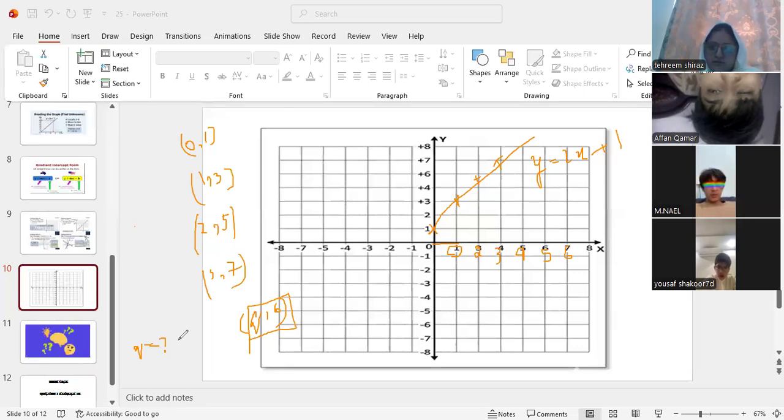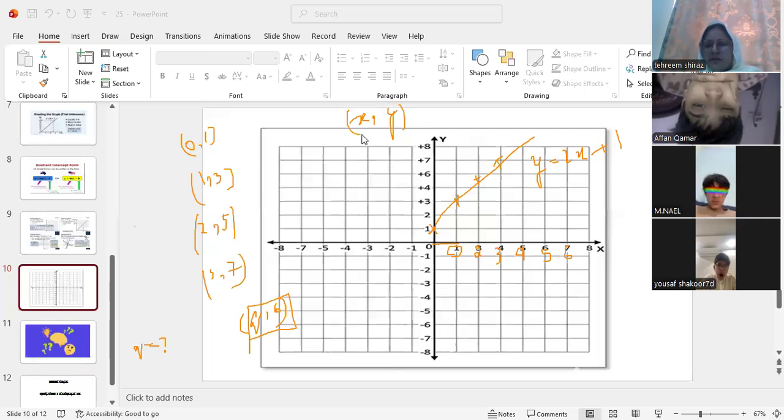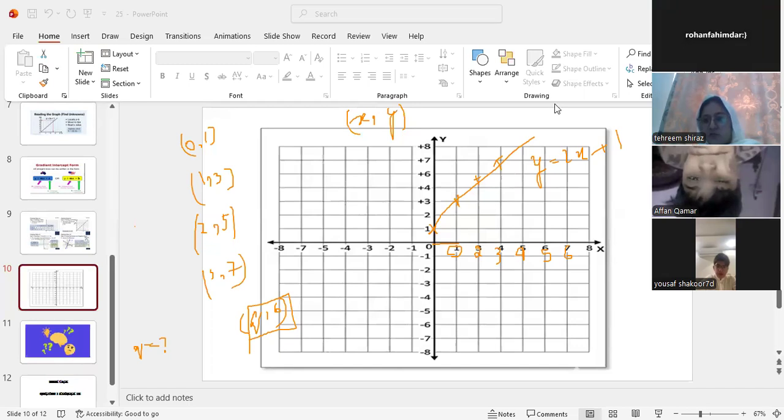Anyone? How to calculate the value of Q? Can anyone tell me how to plot the points? I always told you that the plotting points will be in this condition. The first one will be, yes, Rohan.